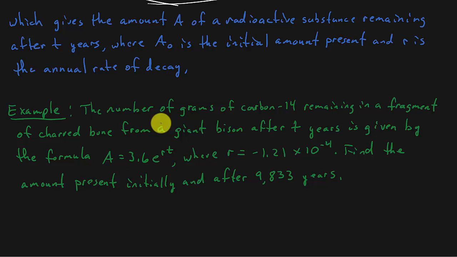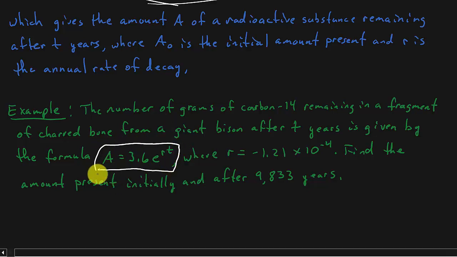Carbon-14 is a radioactive substance that is absorbed by an organism while it is alive but begins to decay upon the death of the organism. The number of grams of carbon-14 remaining in a fragment of charred bone from the giant bison after T years is given by the formula, this, okay, where R is negative 1.21 times 10 to the negative 4. We recognize that number, don't we? That's scientific notation. Find the amount present initially and after 9,833 years.